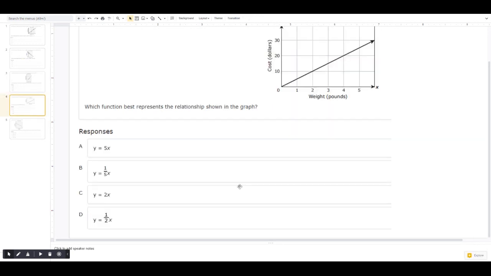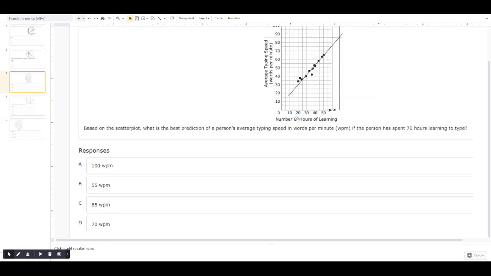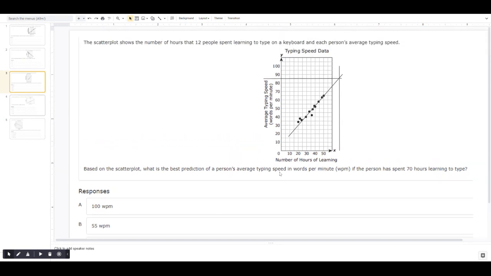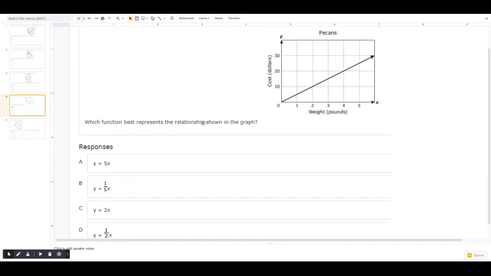Okay, this next one's a little bit different. It says, which graph shows a relationship between the costs of pecans and the weight of the pecans in pounds? Which function best represents the relation shown on the graph? If we're looking at this graph here, you've got cost, weight, and this line here. This would be a positive line. It's going to have a positive correlation, but this isn't really a scatter plot like the other ones. But this is a STAR test question they could ask you over this topic.